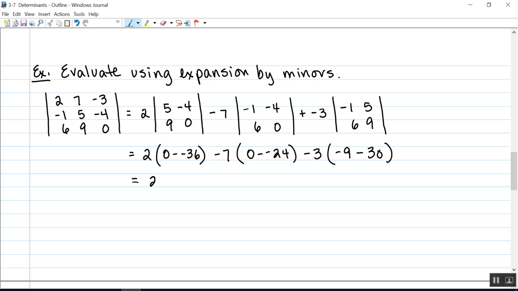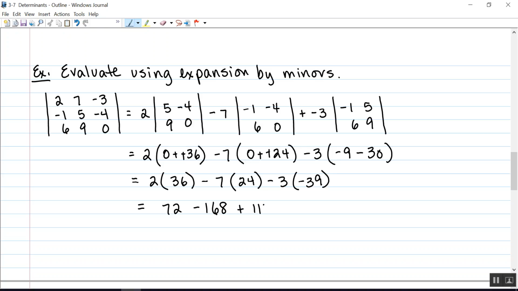So this is going to give me 2 times 36 minus 7 times 24 minus 3 times -39, or 72. Oops, sorry about that. 72 minus 168 plus 117 for a final answer of 21. So the value of this third order determinant is 21.